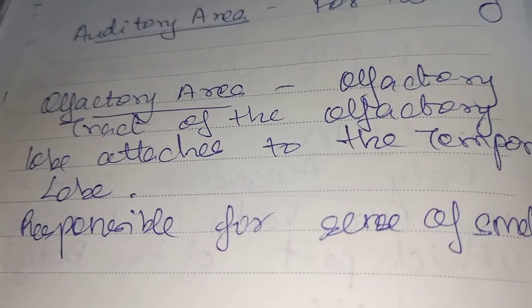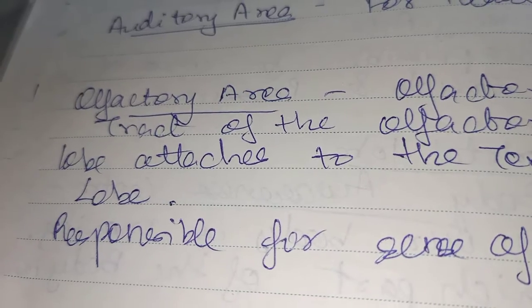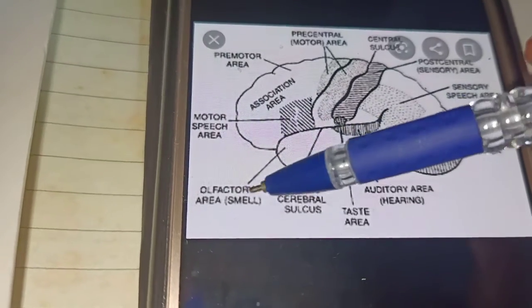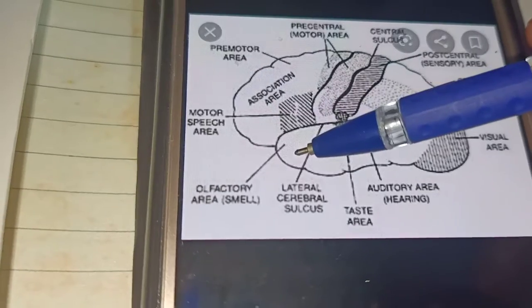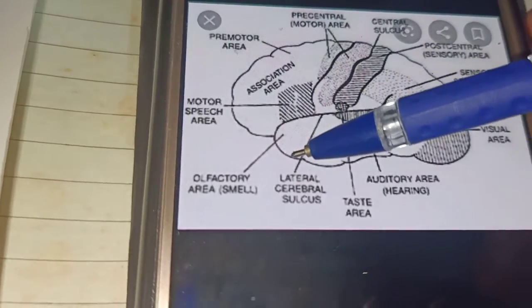Now what is the olfactory lobe? It is responsible for the sense of smell. So this is your olfactory area, and the olfactory bulb and olfactory tract are related to the temporal lobe, this area. And the olfactory tract is present on the inferior surface of the cerebrum.